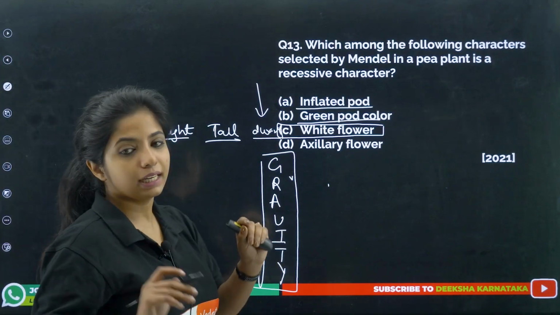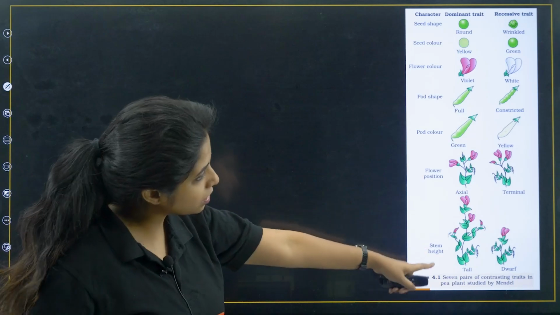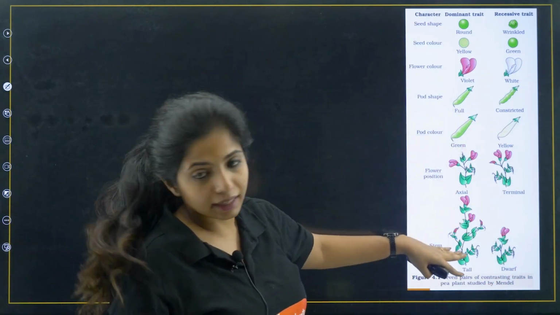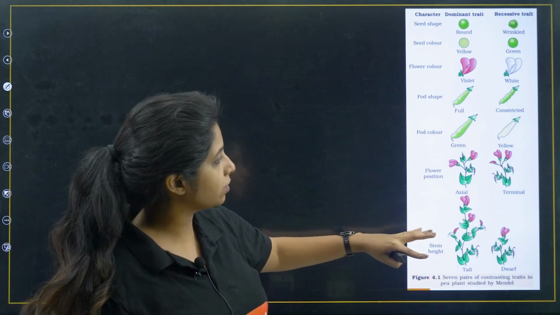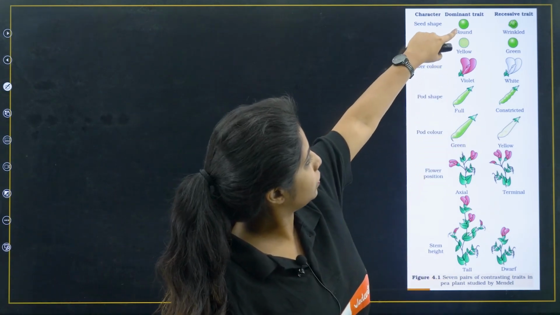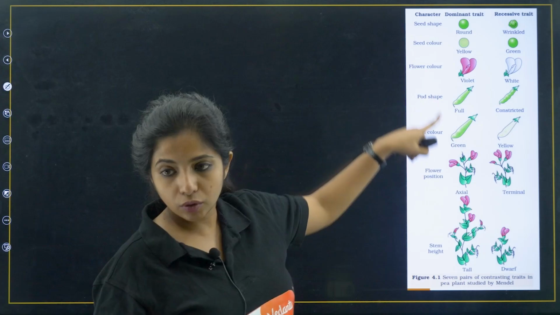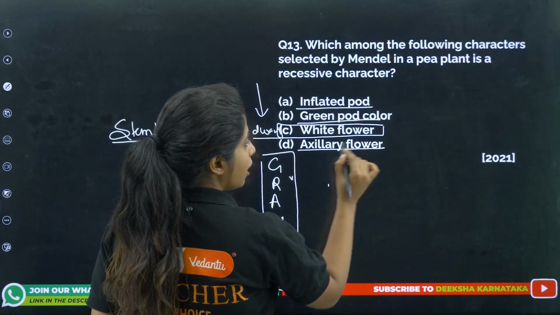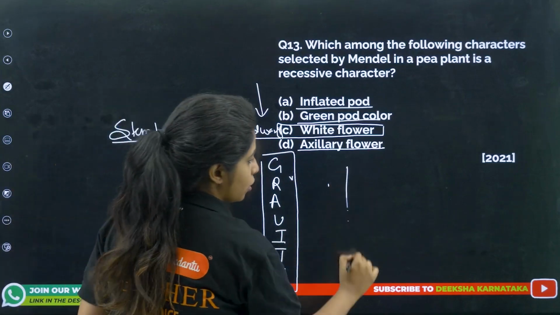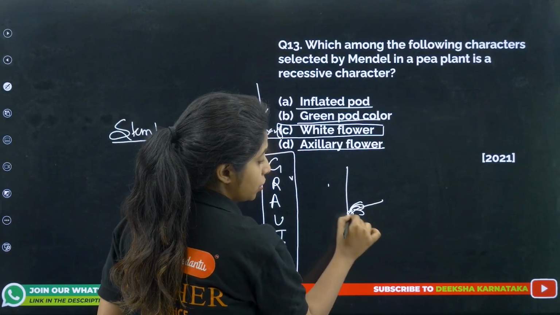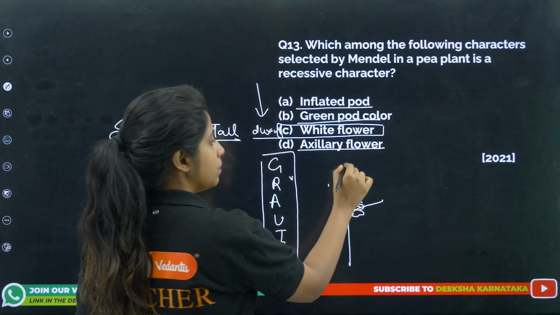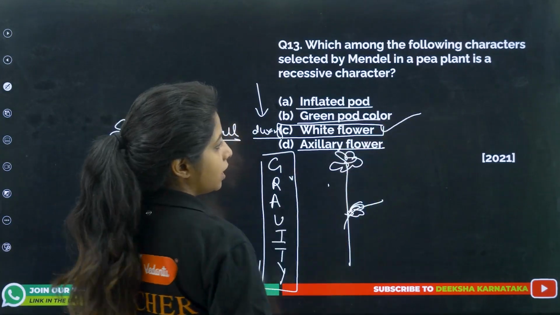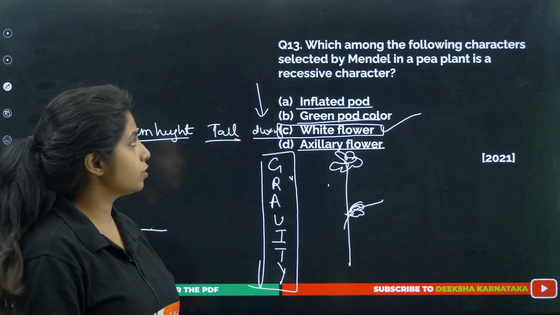So please take the reference of your book. You have these things over here, all these are the recessive traits and these are the dominant traits. You can use gravity as a thing where G stands for this, R stands for this, A stands for this. Now axillary flower means flower which comes at the axillary position. So this is a dominant trait. Terminal flower, that means flower that comes over here, that is a recessive trait. This came in 2021.